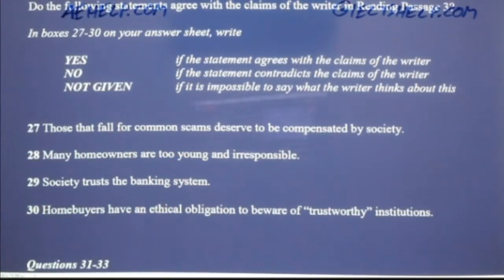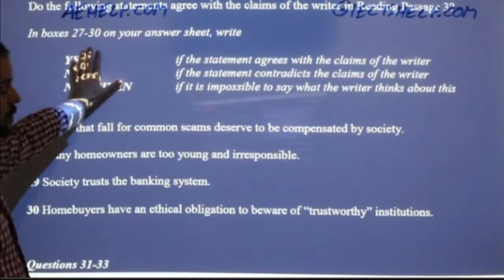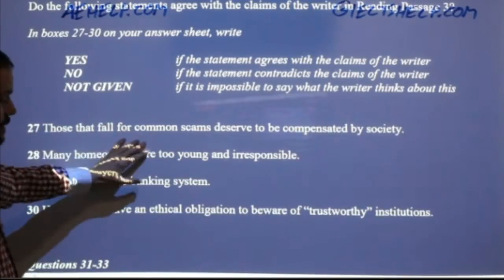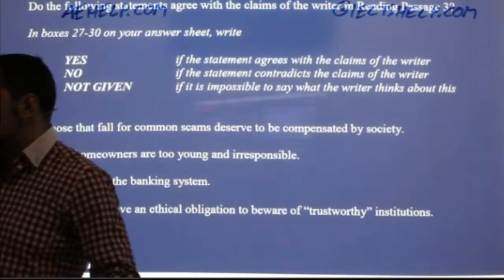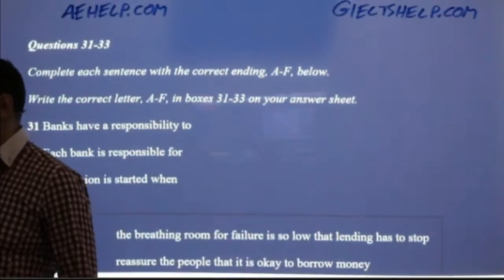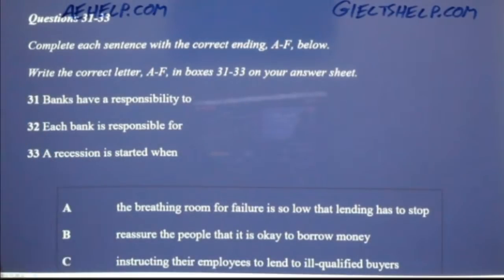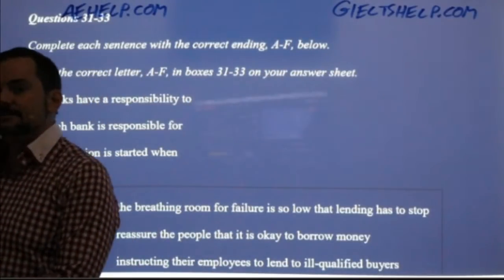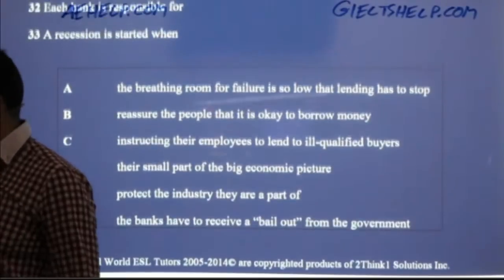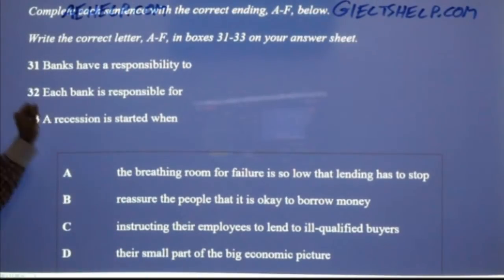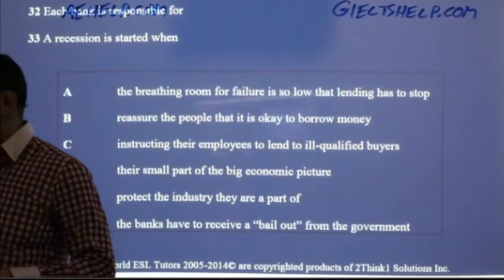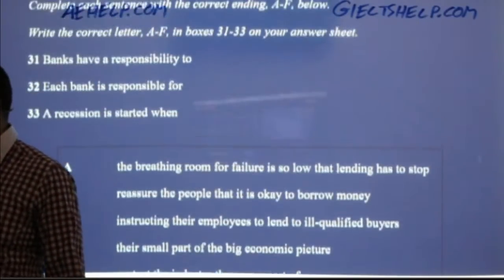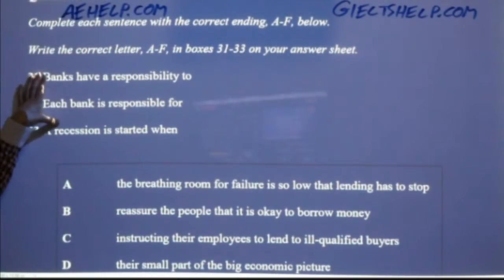Okay? So we look at the yes, no, not given, and we go, okay, so here I don't know which one of these is a no. I don't know which one of these is a not given, so I don't read that. That's a waste of time to read it before the passage. All right? Then I have a complete each sentence with the correct ending, A to F. So I look here and I see, okay, there's 3 questions, and I have 6 choices. That means half of these are wrong. So I don't read the choices, but I know that this information is in the text.